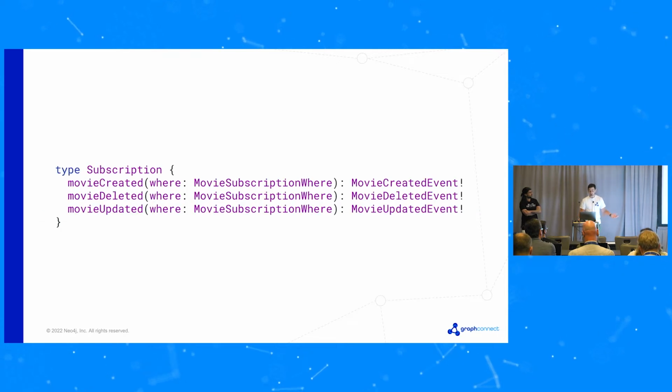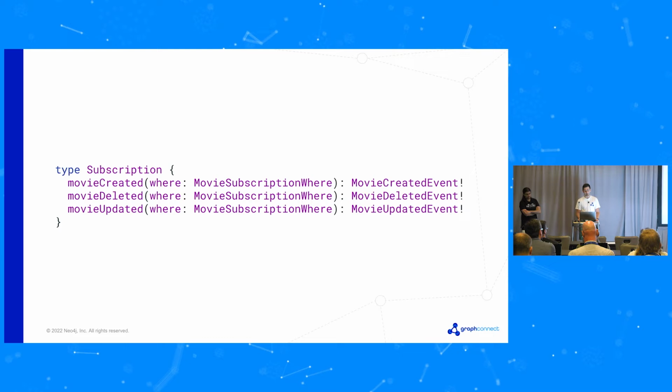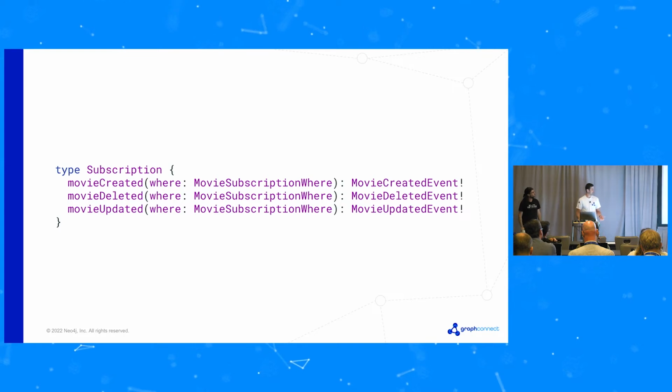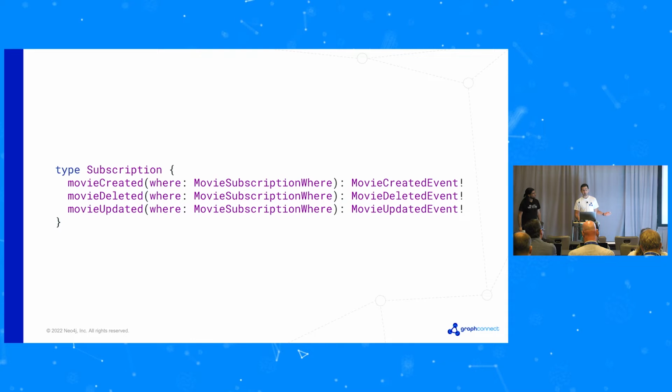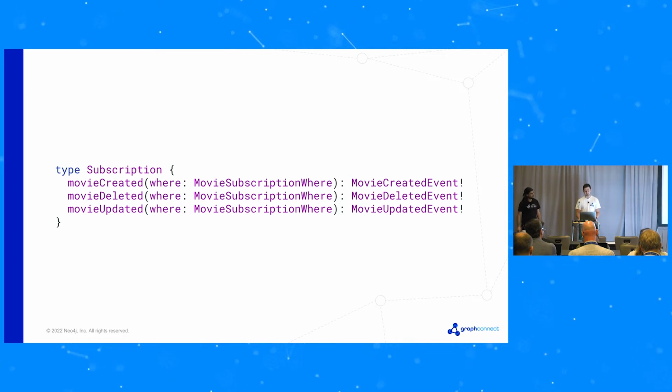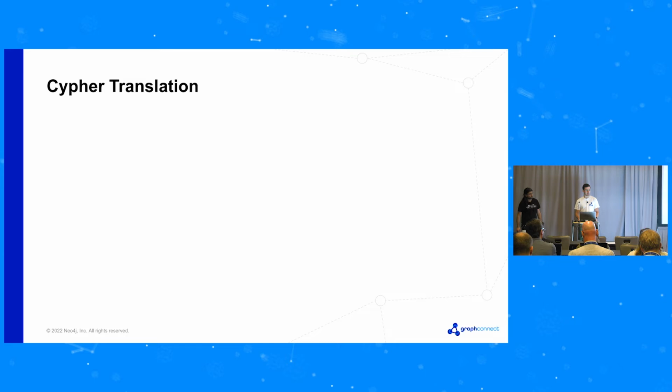And then finally, with the updates in the library recently, you now get a bunch of subscriptions added as well. So you now get movie created, movie deleted, and movie updated, which means every time this event happens to the movie entity, your connected clients who have connected to the server via WebSocket will get those updates.